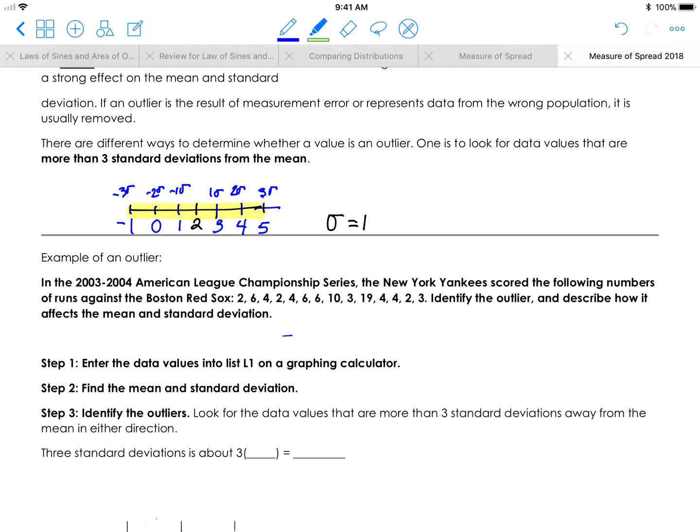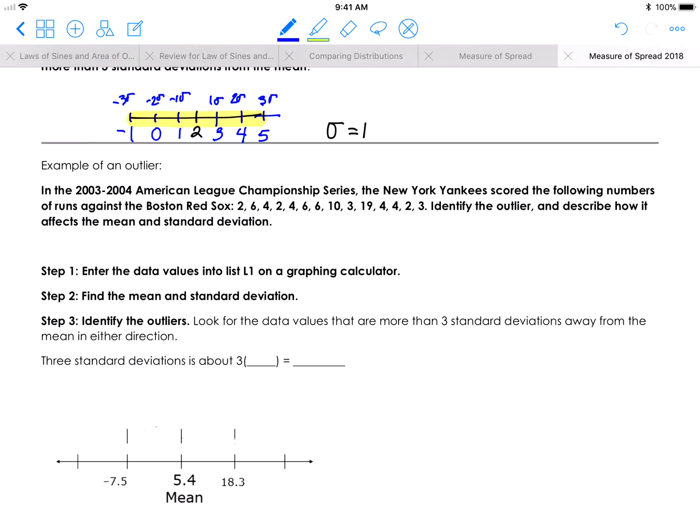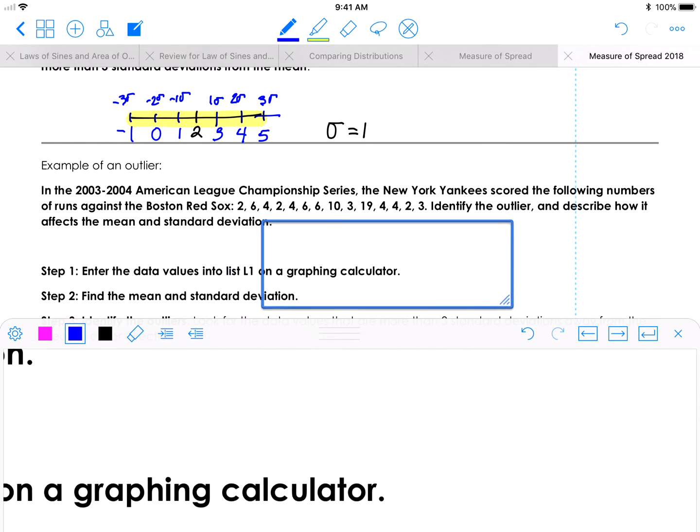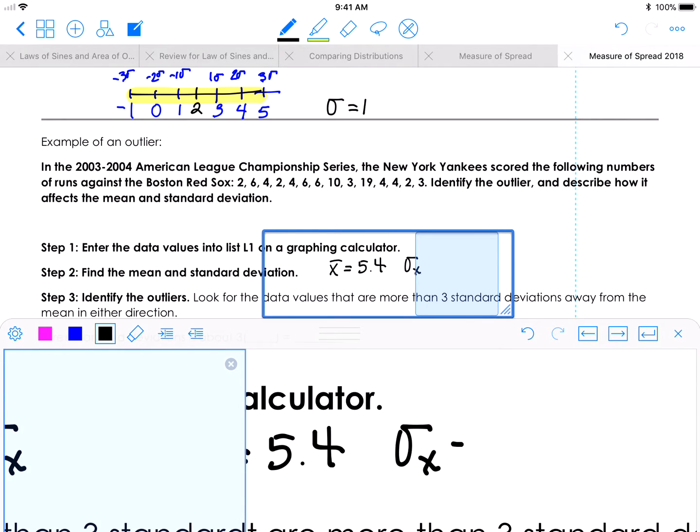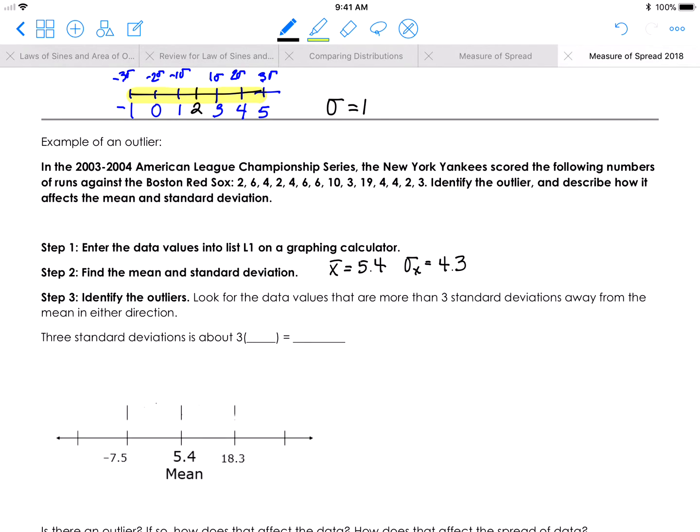If y'all want to pause this video to go do that real quick, because my calculator is not working on this recording. Okay, so when I did this, I got my mean was 5.4 and the standard deviation was 4.3. I'm hoping you guys did that and got that. If not, help each other out.